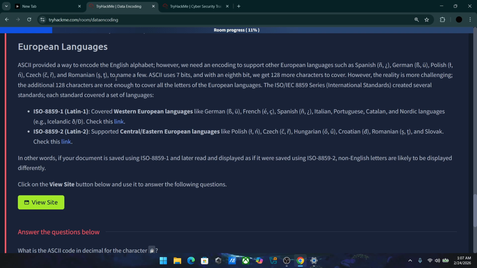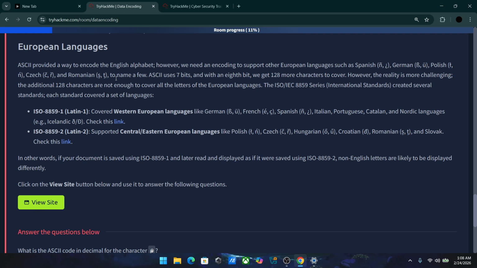ASCII provided a way to encode the English alphabet. However, you need an encoding to support other European languages such as Spanish, German, Polish, Czech, and Romanian, to name a few. ASCII uses 7 bits, and with an 8th bit, we get 128 more characters to cover. However, the reality is more challenging. The additional 128 letters are not enough to cover all the letters of European languages.